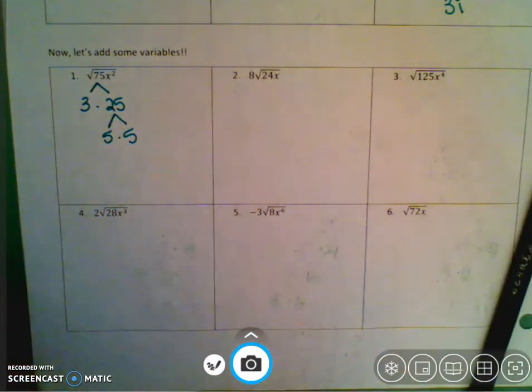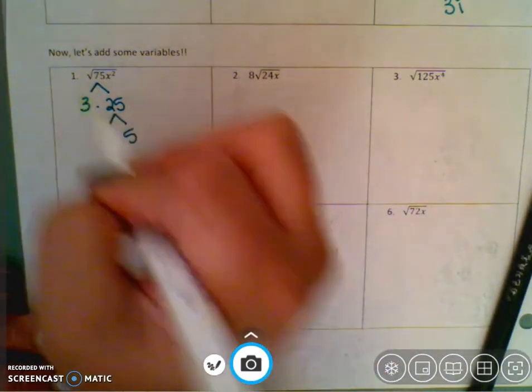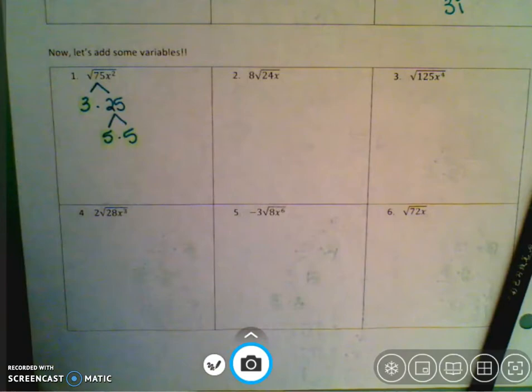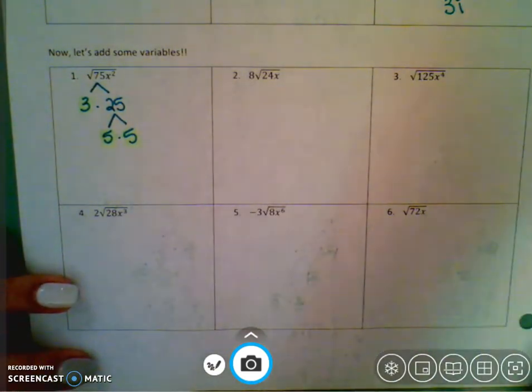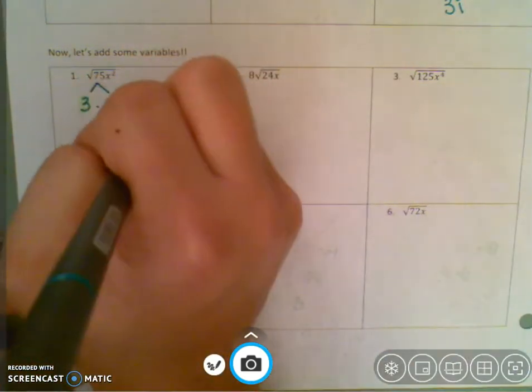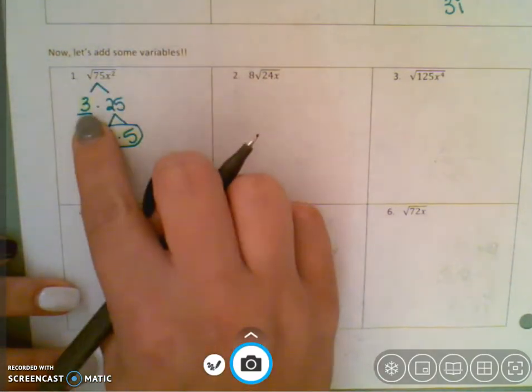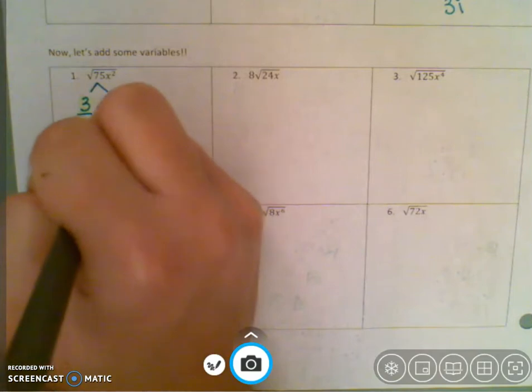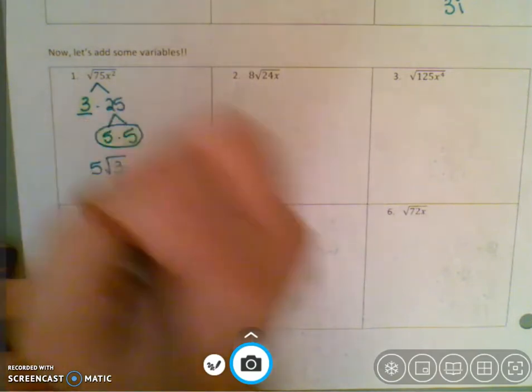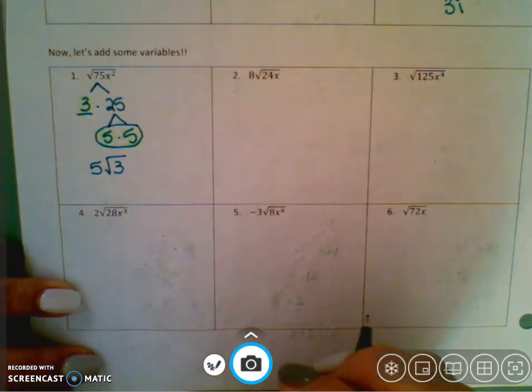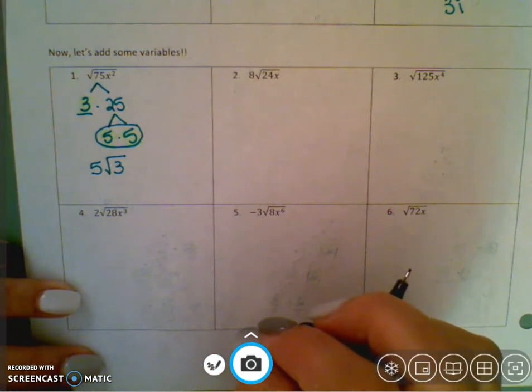So now again, we're left with all the ones that can't break down anymore, 3, 5, and 5. Again, you have to make your pairs. Pairs go out, singles stay in. 5 square root of 3. However, that's the answer if it was just the square root of 75.